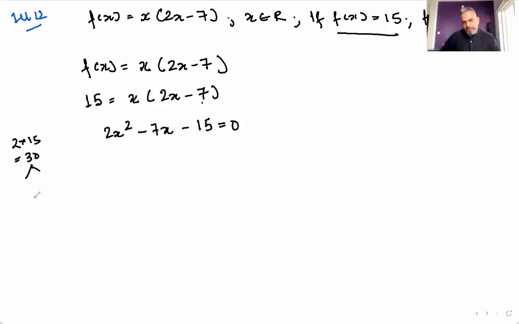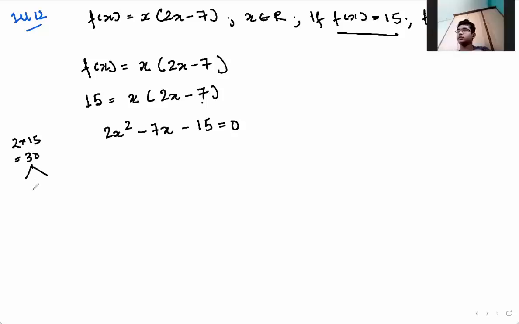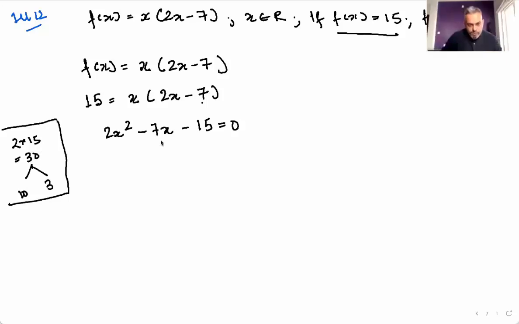We need two multiples of 30 which, by adding or subtracting, give 7. One option is 6 and 5, since 6 fives are 30, but from 6 and 5 you can't get 7. But you can definitely use 10 and 3. So we will split it over here and the equation will be 2x squared minus 10x plus 3x minus 15 is equal to 0.